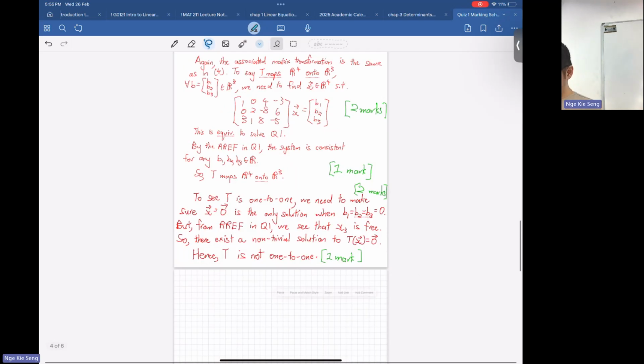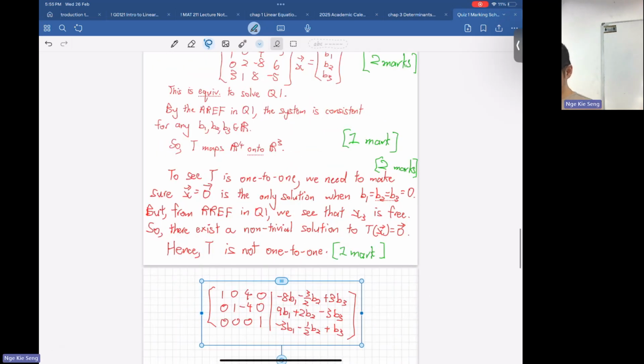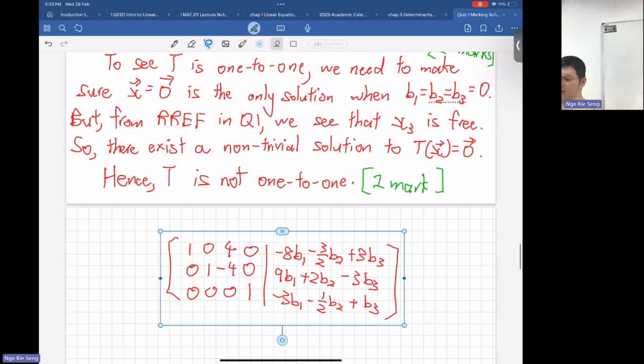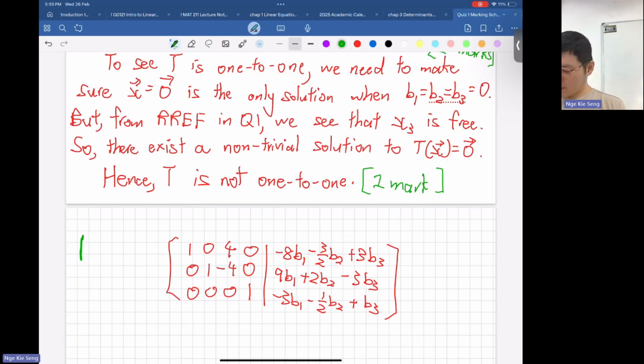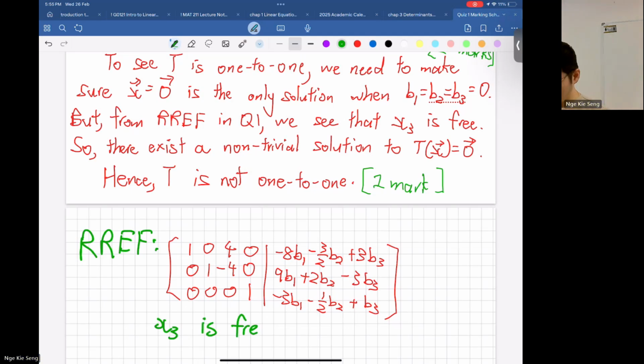Let's copy here. Okay, so if you look at this REF here, let's write down here REF. We can see that there's a pivot not in every column. In particular, let's call it S3 here. S3 is free.